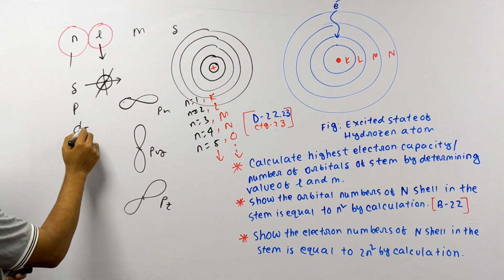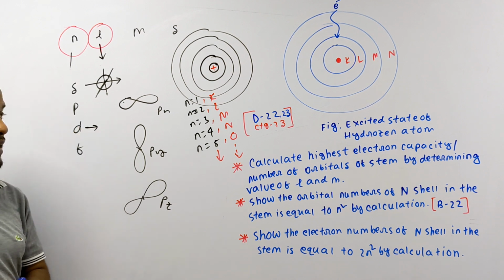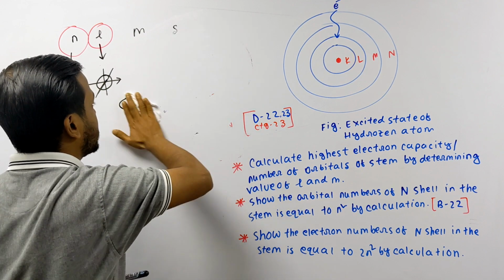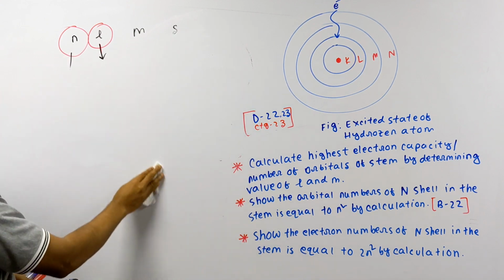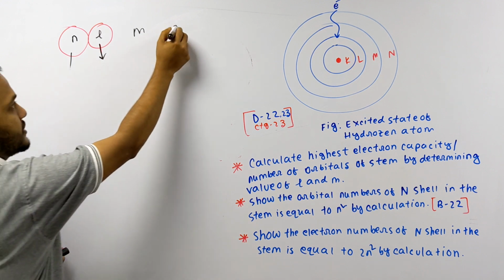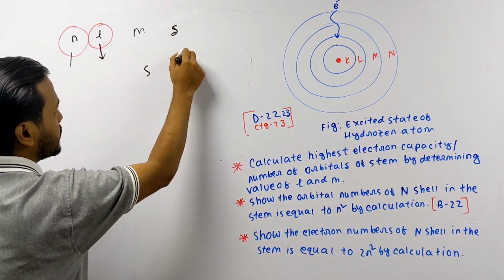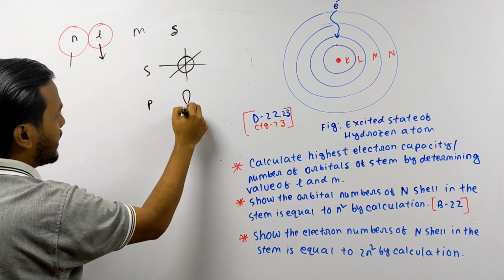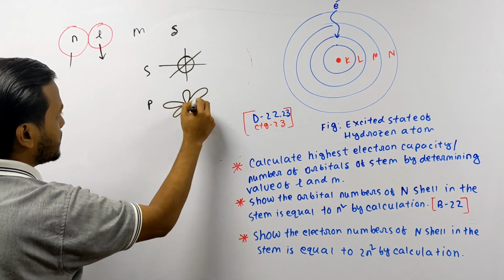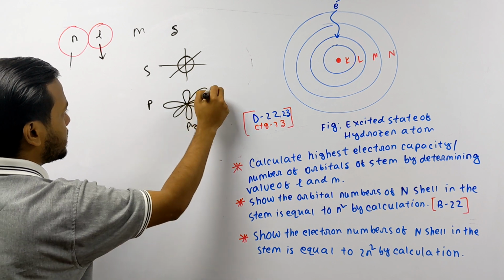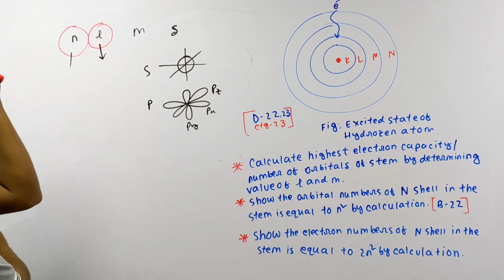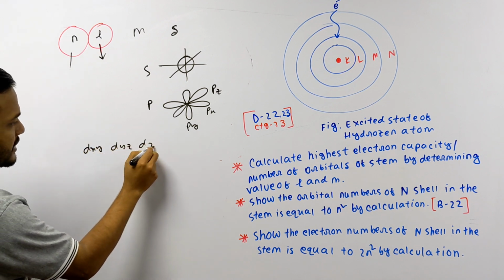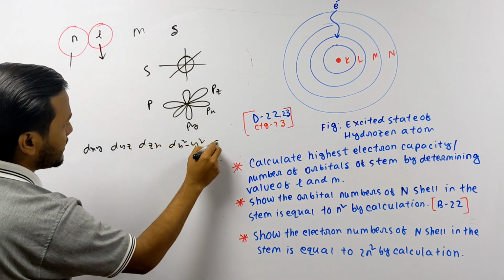And there are also five d orbitals. They are generally denoted dxy, dyz, dzx, dx square minus y square, and dz square. Here the s orbital is spherical, 3D, just like a football. The p orbital is 3D, dumbbell shaped, and may be of three types: px, py, and pz. What is the d orbital? The d orbital is double dumbbell shaped: dxy, dyz, dzx, dx square minus y square, dz square.